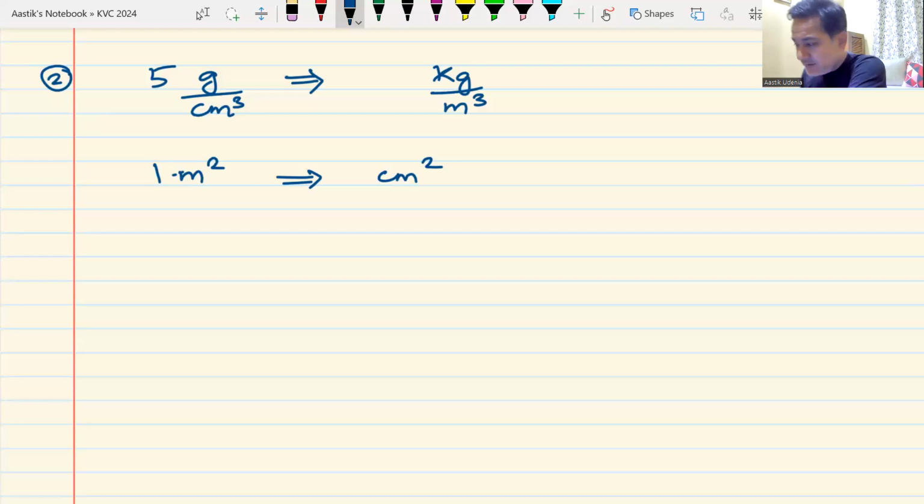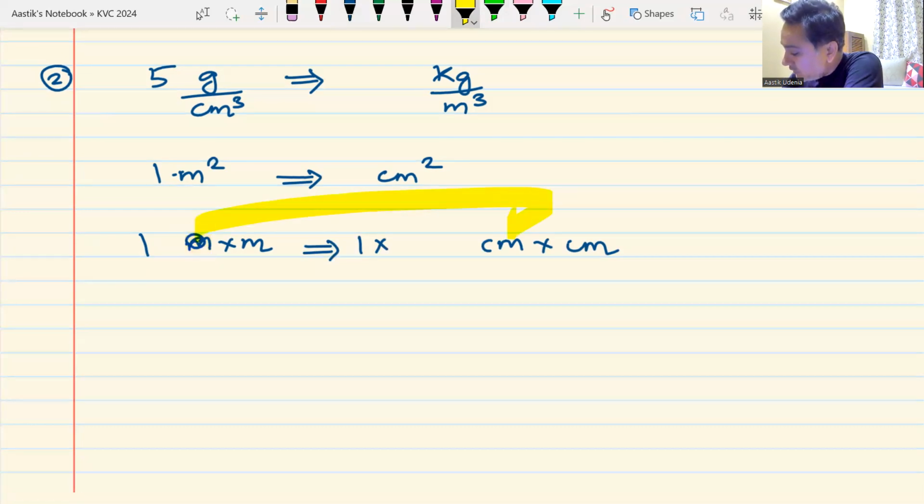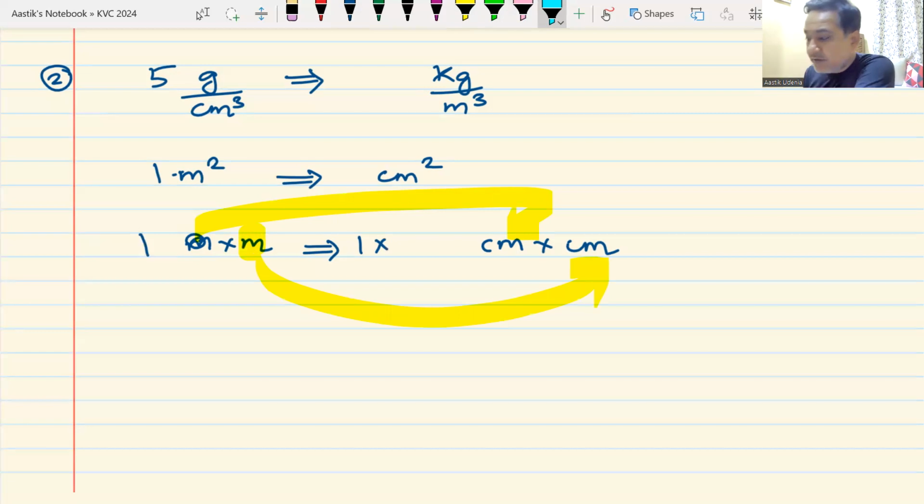Okay. Let us do it together. So 1 meter square is 1 meter multiplied by meter. I have to convert this meter multiplied by meter into centimeter multiplied by centimeter. Now I think you would be able to understand what I got to do. This 1 meter has to convert into this centimeter, and then this other meter gets converted into the other centimeter.